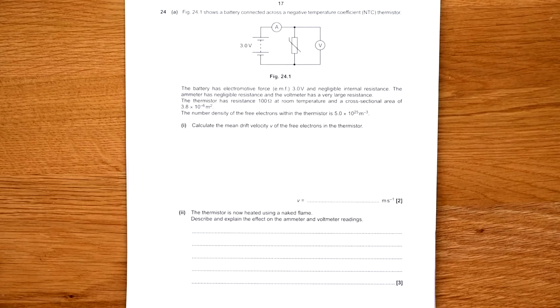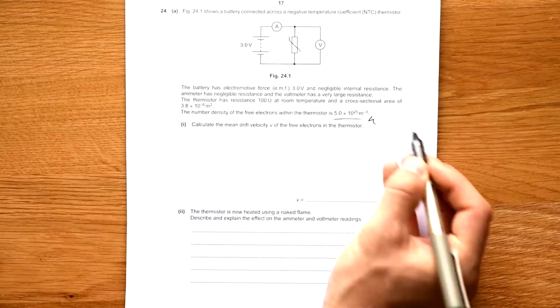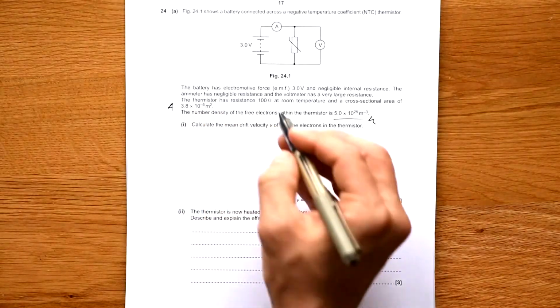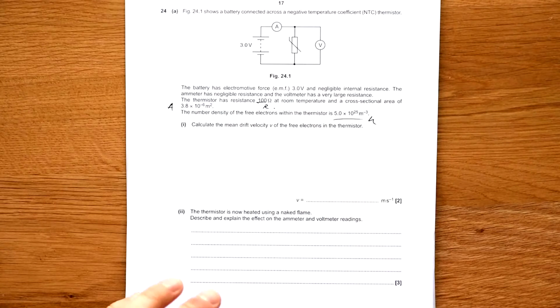Figure 24.1 shows a battery connected across a thermistor. Battery has an EMF 3 volts and negligible resistance. The thermistor has resistance of that at room temperature and a cross-sectional area of that. The number density of the free electrons within the thermistor is that. So we have N, and we have A, and we have R. Calculate the mean drift velocity of the free electrons in the thermistor.